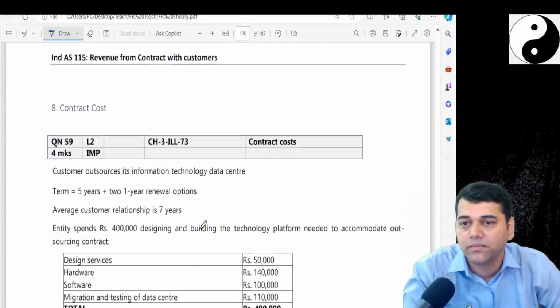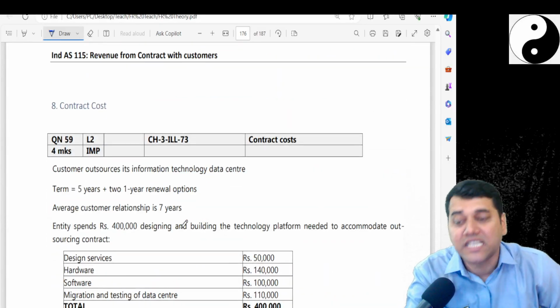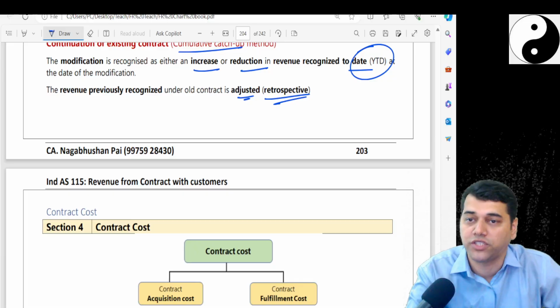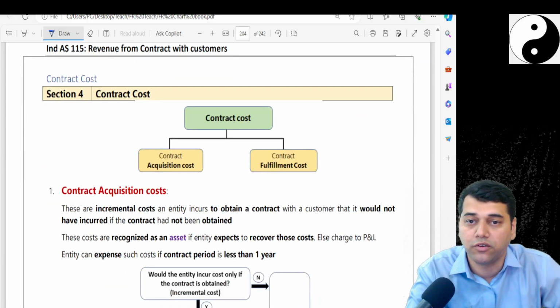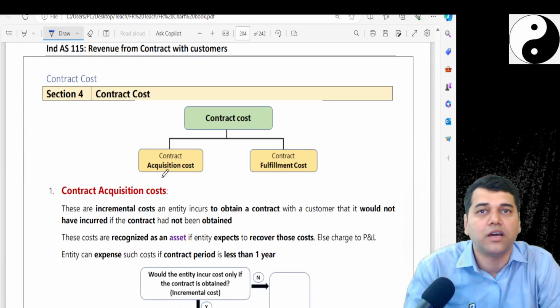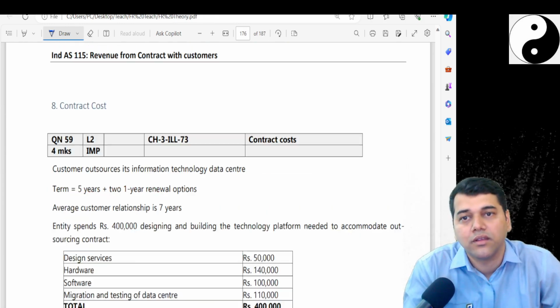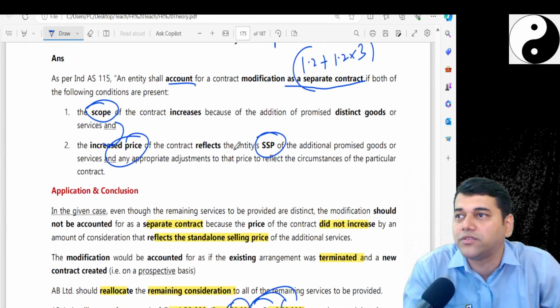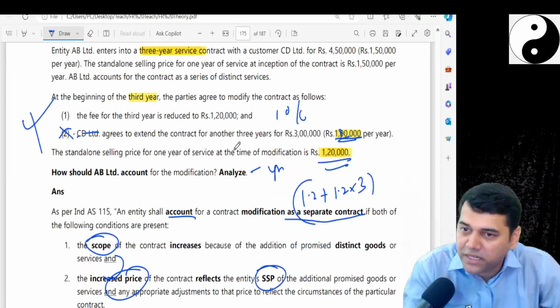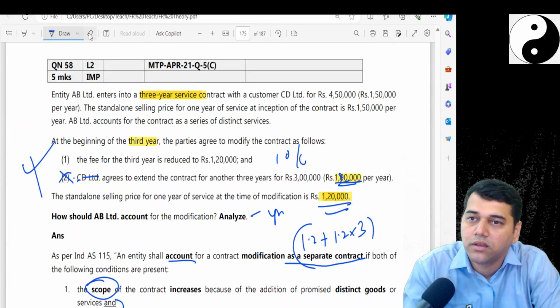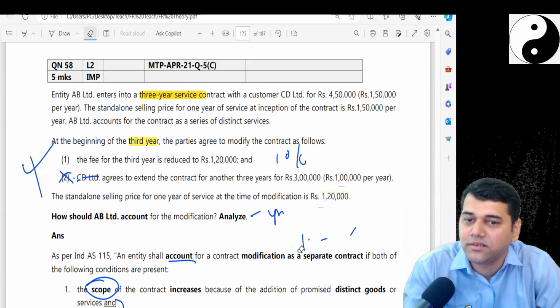Clear? Yes, so the last aspect is the contract cost. Last but one. Okay, one more thing is there. Okay, students, are you clear or is there any confusion? Yeah. What was the confusion? It's a bit confusing. Okay, what is the confusion here?